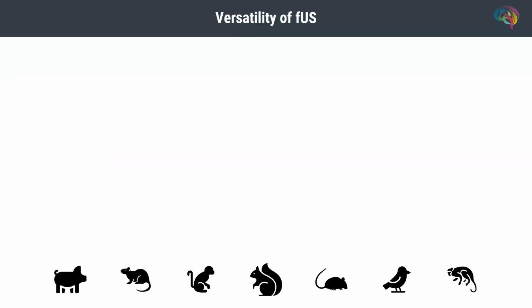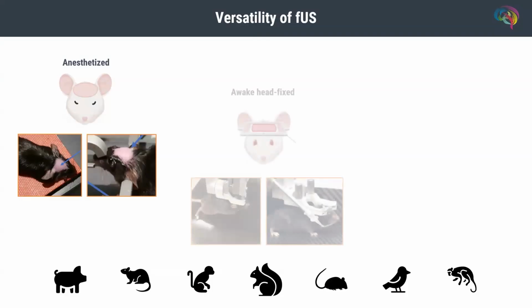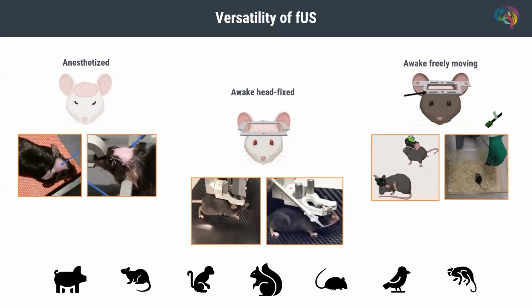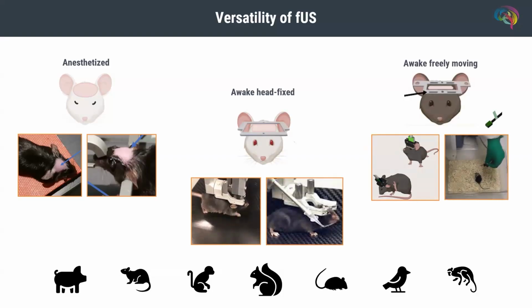Indeed, functional ultrasound can be used on anesthetized animals, of course, but also in awake head-fixed setups and awake freely moving ones. And it can be performed through the skull in mice, so even the preparation is very simple. And throughout this presentation, I'll try to show examples of study, showcase different animal models and different setups.